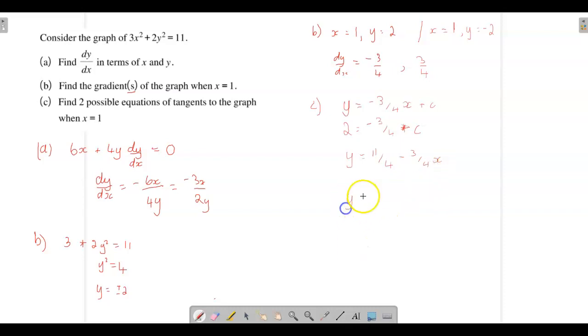My second equation, y equals, and I'm using these coordinates here, 1 and -2 and 3/4. So 3/4 add c, and this time I'm making my y value -2. So for this one I have 3/4 of x, and the c value, taking 3/4 away from both sides, is -11/4. So that's pretty much as I did before, but I've got these 2 values because I've substituted in the x and got the 2 values here. And we're using the implicit differentiation.